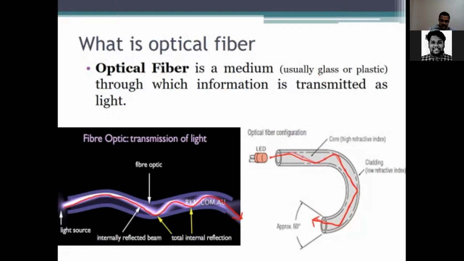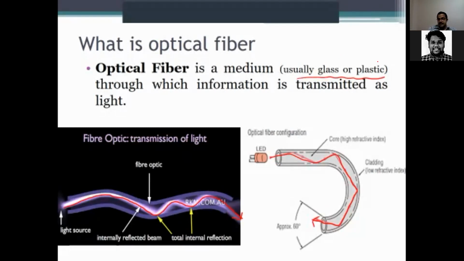Another important thing that you need to understand is that optical fiber is not a copper or metallic conductor. It is basically glass or plastic. The medium that we are using to carry the light is a glass or plastic medium.